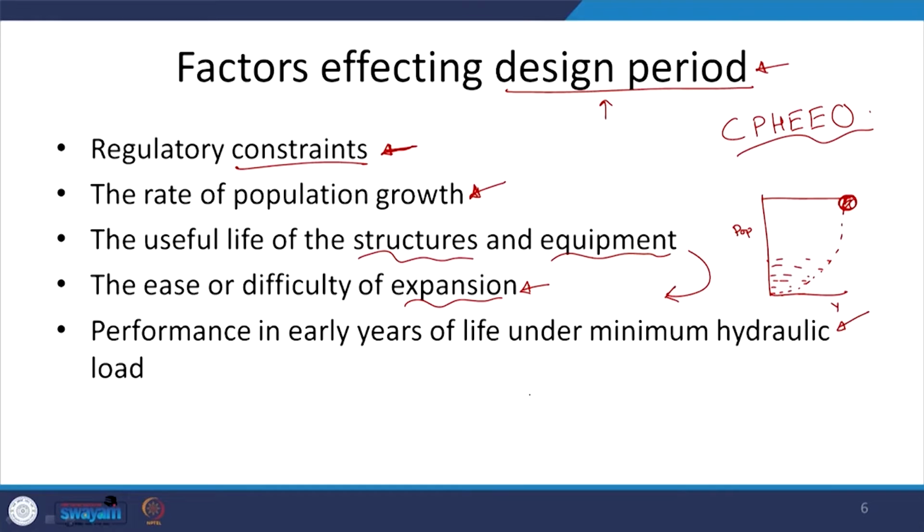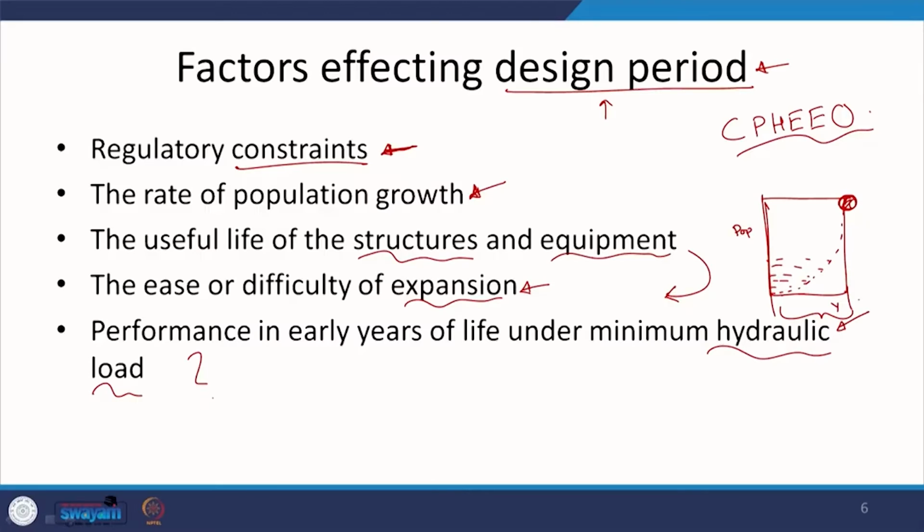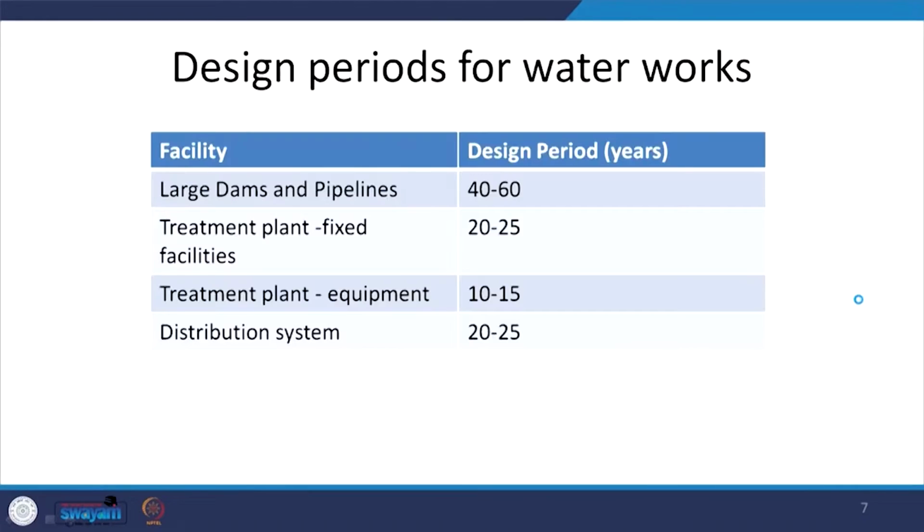So during that particular period when there is relatively less or minimum hydraulic load, how will the plant perform? That's also one aspect to keep in mind. I might not plan to capture this entire population growth with only one plant, maybe multiple plants later, or standby areas or units which can be used or set up later. So different aspects come into picture when we look at the design period.